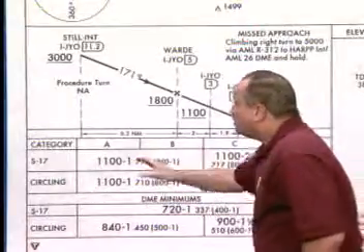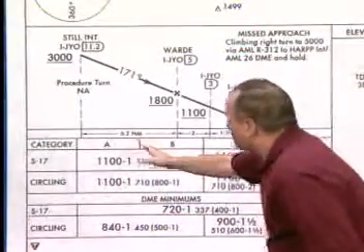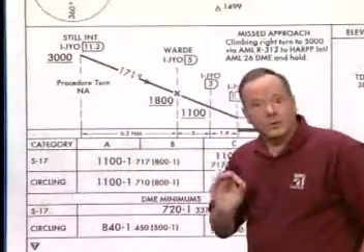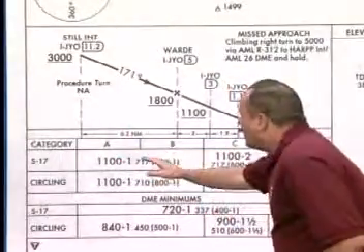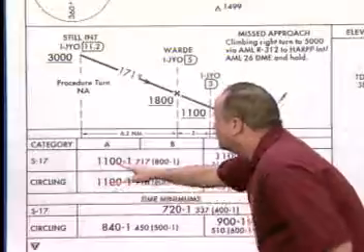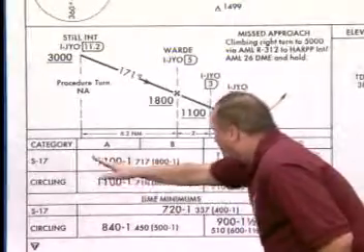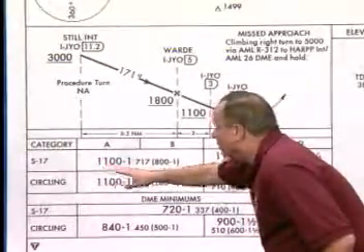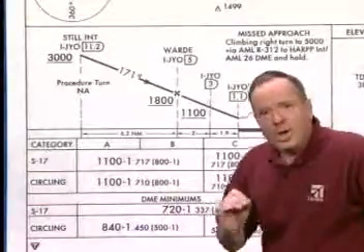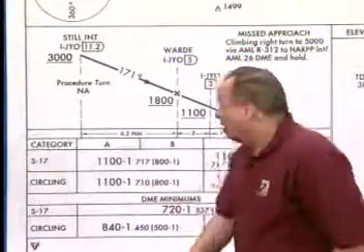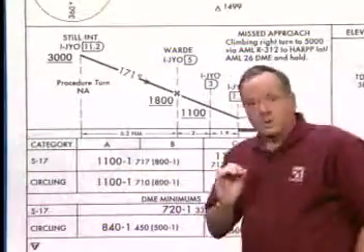Now, in the first part of the minimum section, you can see that for a Category A aircraft like your Skyhawk, flying a straight-in approach, you need at least 1 mile visibility, and your minimum descent altitude is 1,100 feet. Now, if you do not have DME, 1,100 feet is the lowest you can go.